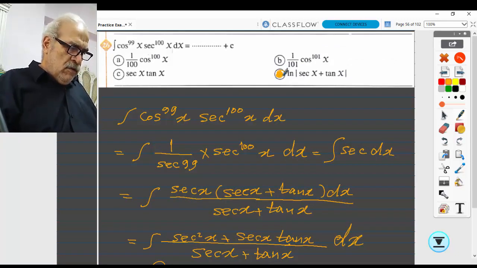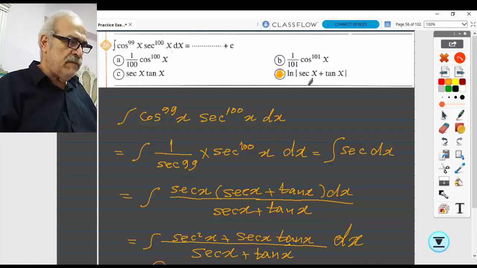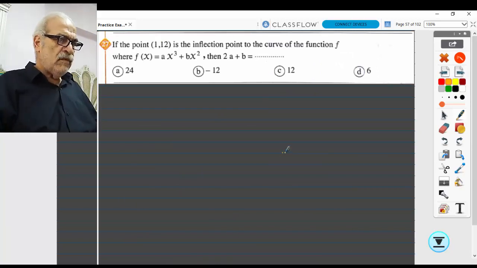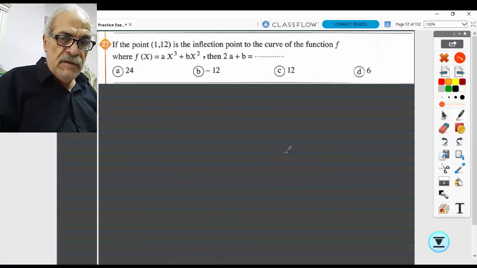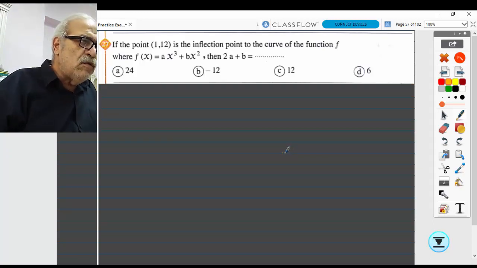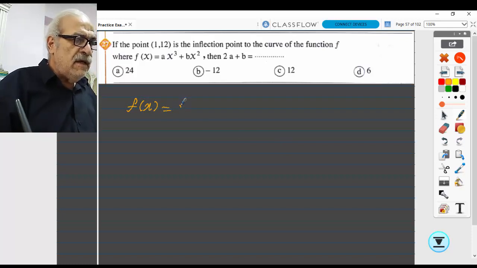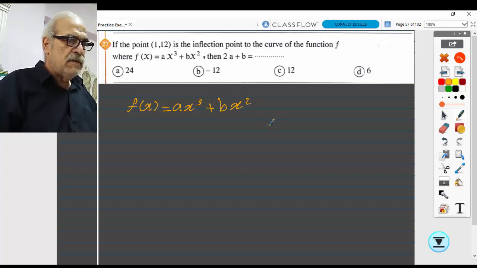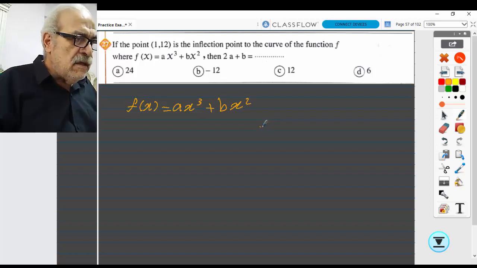It was question 26. Okay, now question 27. Here, if the point (1, 12) is the inflection point to the curve of the function f of x equals ax power 3 plus bx square, they're required to find the 2a plus b. Okay.